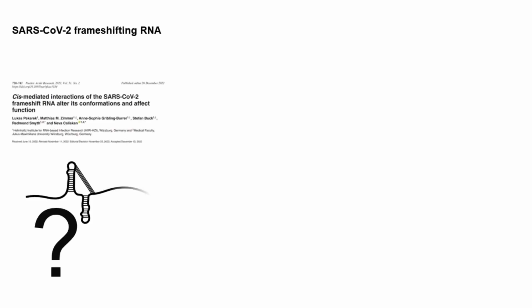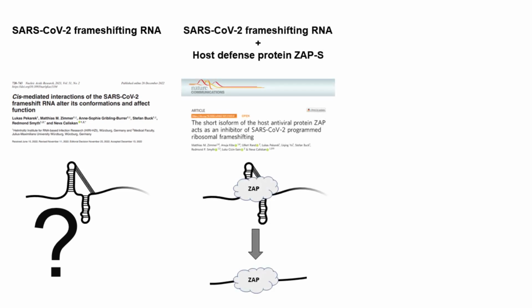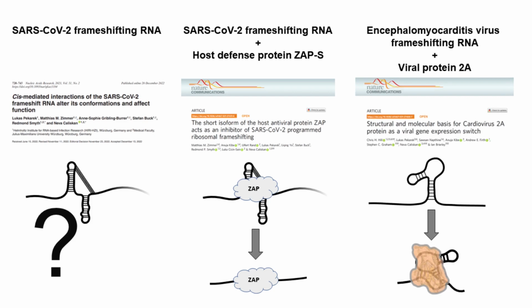So in the last few years, we used the optical tweezers together with other methods in several projects. First, we studied the so-called frameshift RNA of the SARS-CoV-2 virus, the causative agent of COVID-19. And we were interested in what conformations this RNA can actually form. We also studied how a host protein, ZAP-S, inhibits the replication of SARS-CoV-2. And finally, we studied the mammalian encephalomyocarditis virus RNA and its viral protein 2A.